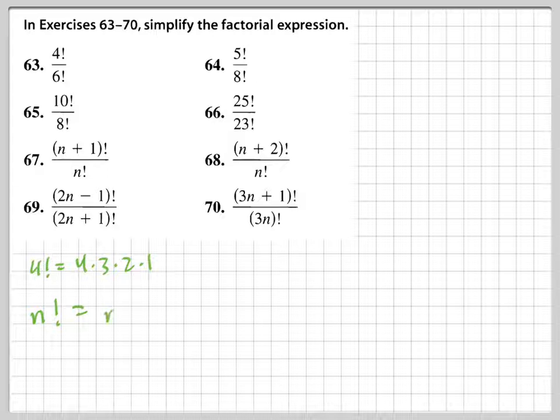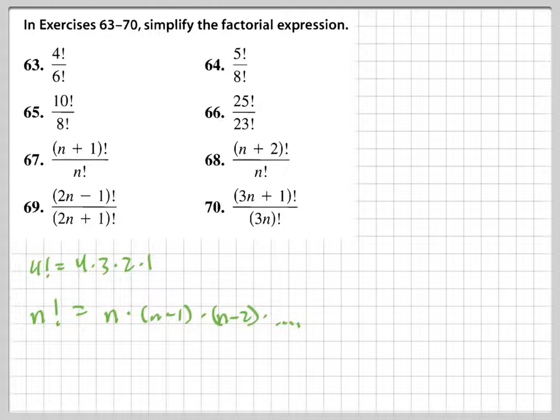That means it would go n times n minus 1 times n minus 2 times n minus 3, so on and so forth. Okay, the problem with this one is you don't know when to stop. This one you do. You keep subtracting 1 and multiplying it. That's what the factorial means.